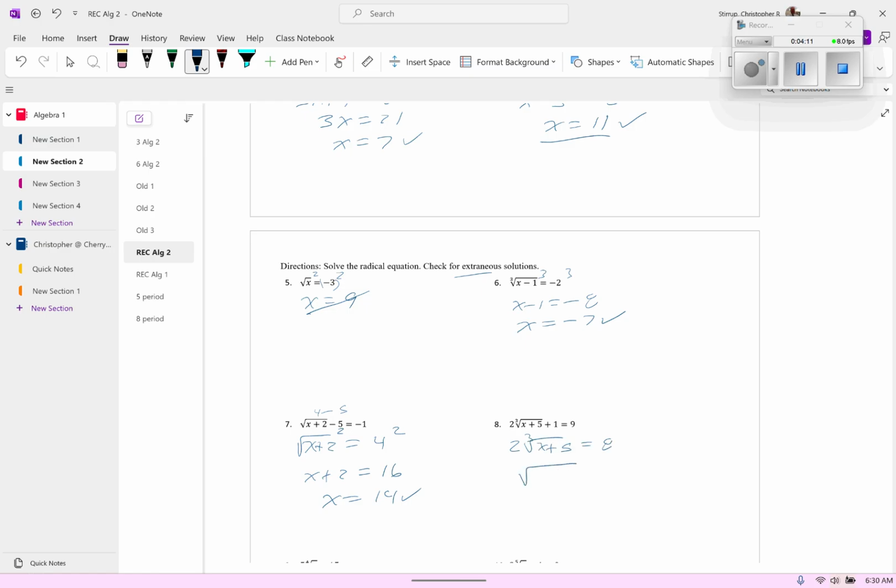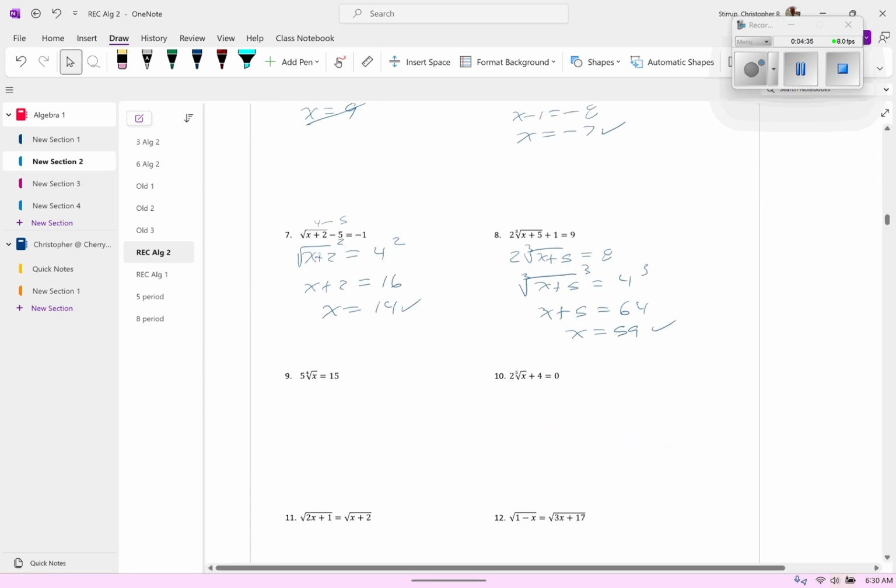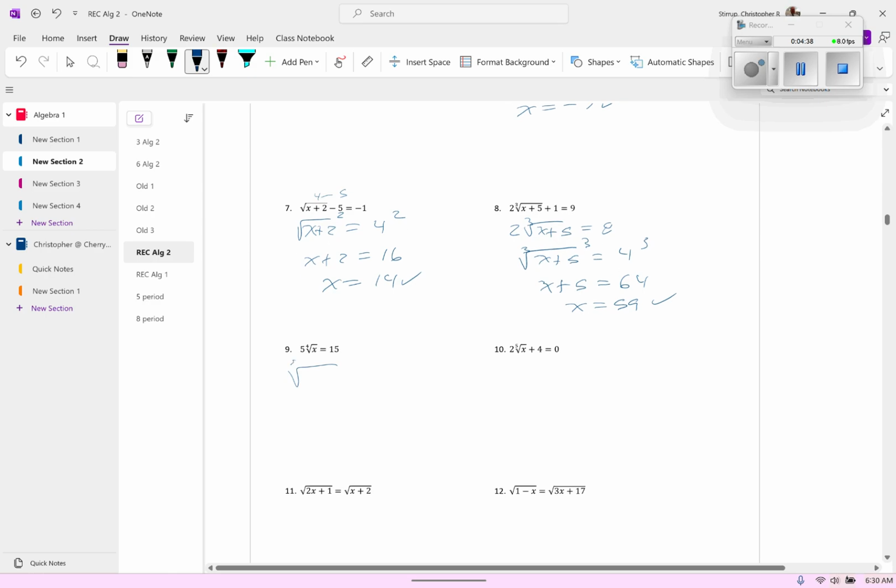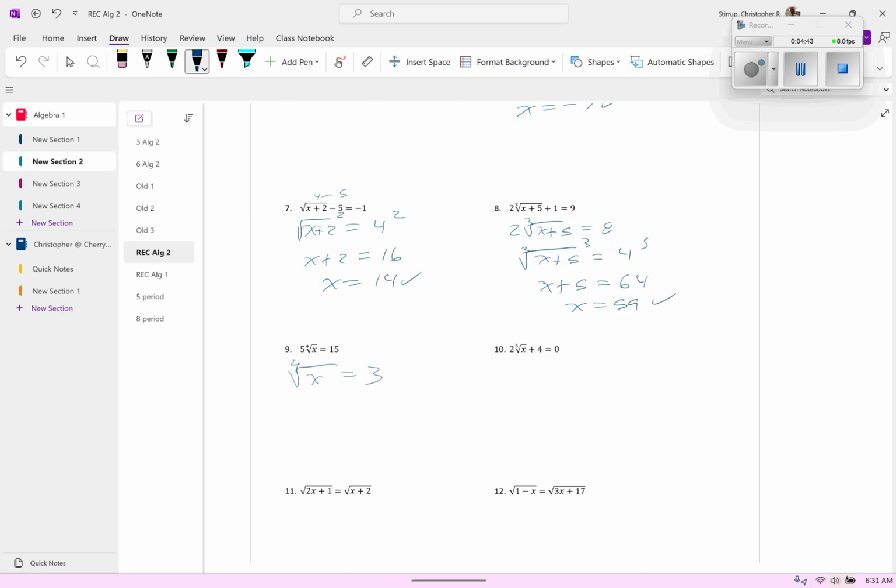Divide both sides by 2. That's going to give me 4, raised to the 3rd, raised to the 3rd. So I'm going to get x plus 5 is equal to 64. Subtract 5 from both sides, that gives me 59. 59 plus 5 is 64. The 3rd root of 64 is 4. 4 times 2 is 8. Plus 1 is 9, so that works. We're going to divide both sides by 5 first. So I'm going to get a 3. And I have the 4th root of that, so let's think about what that really is.